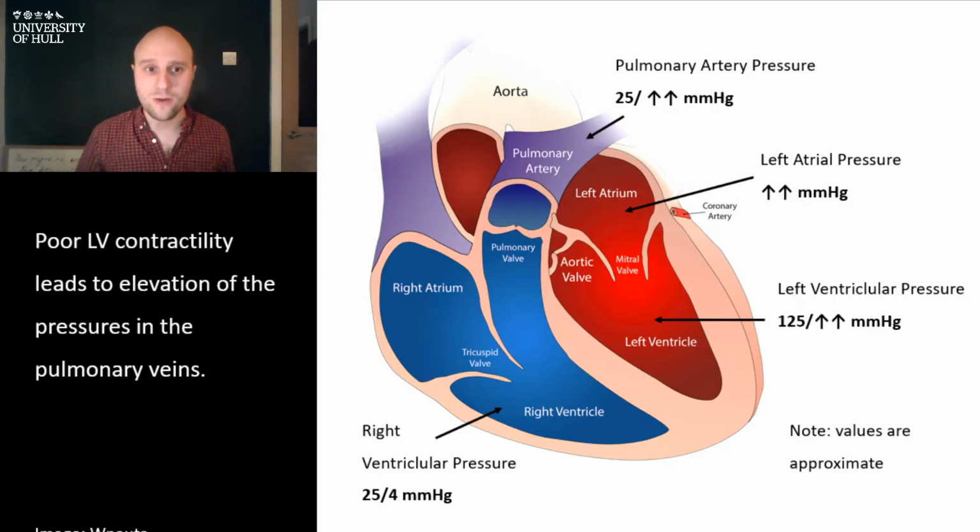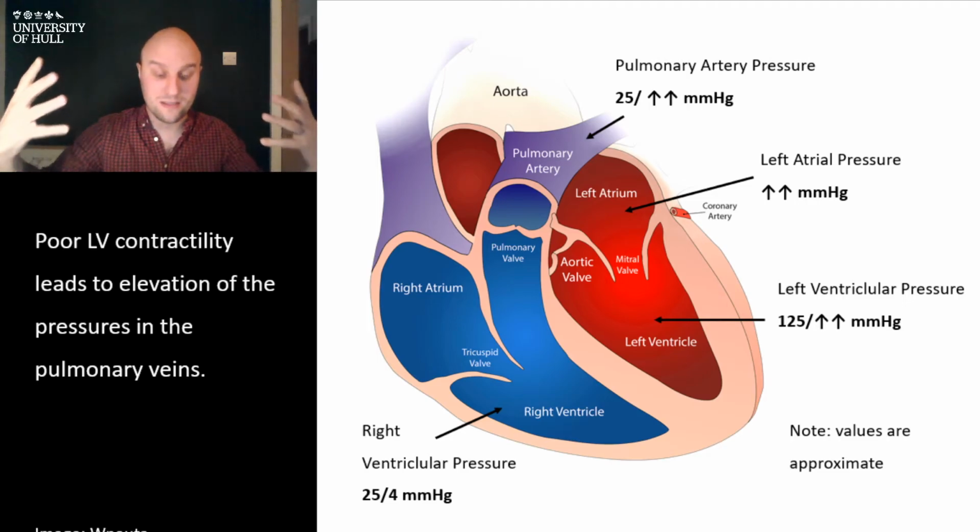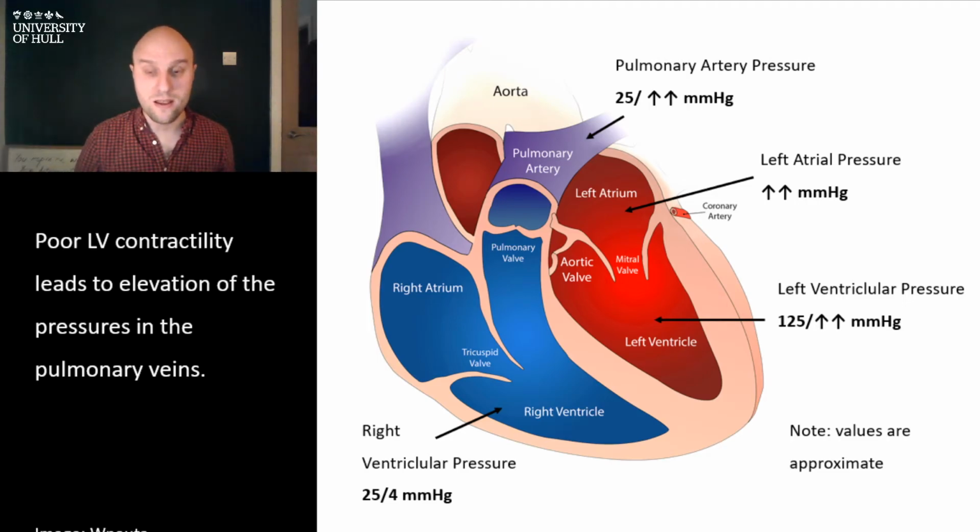So if we consider our heart again, we have the left ventricle beating much less well, and so we have blood pooling within the left ventricle and an elevation of the diastolic pressure within it. That has a knock-on effect: there's more pressure within the left atrium, which means there's more pressure within the pulmonary veins and therefore the pulmonary capillaries.